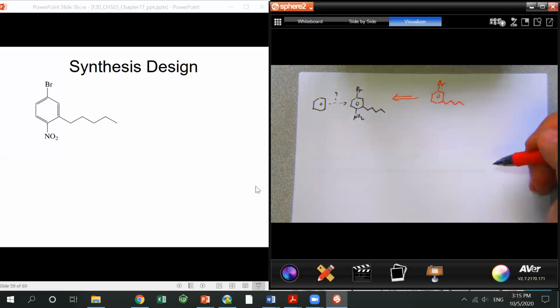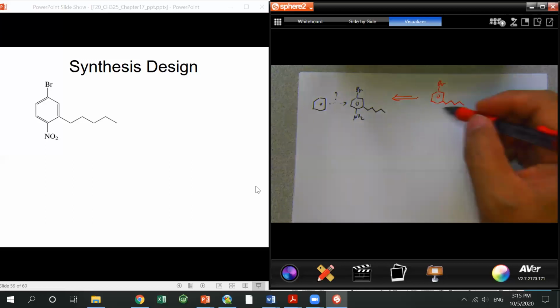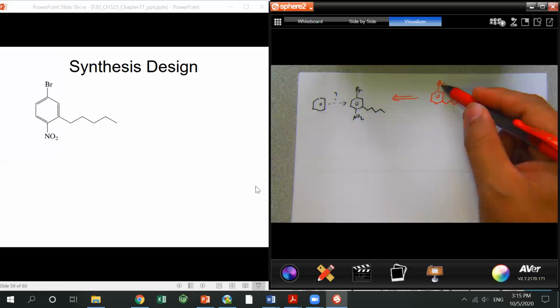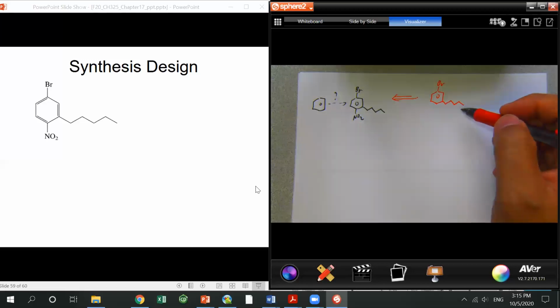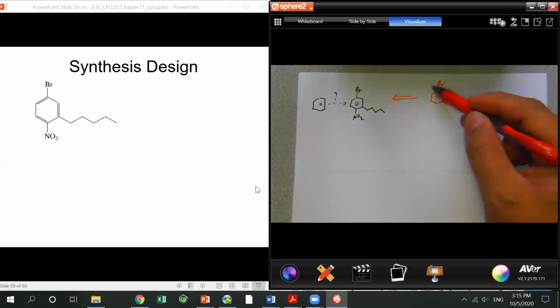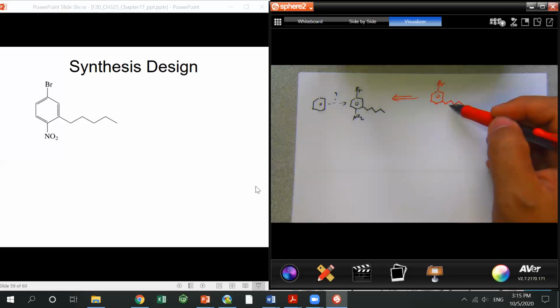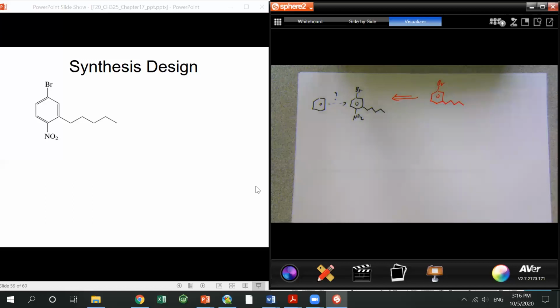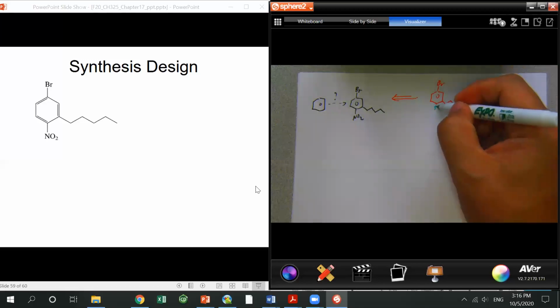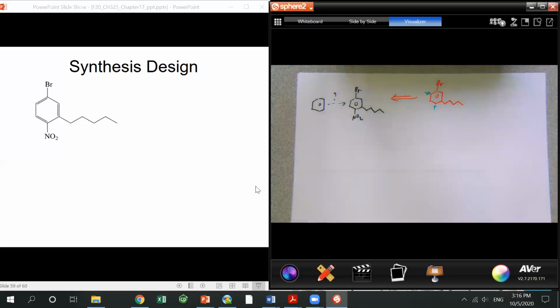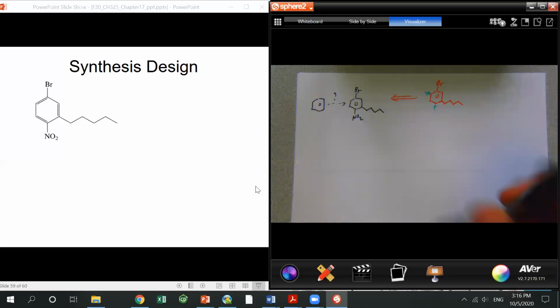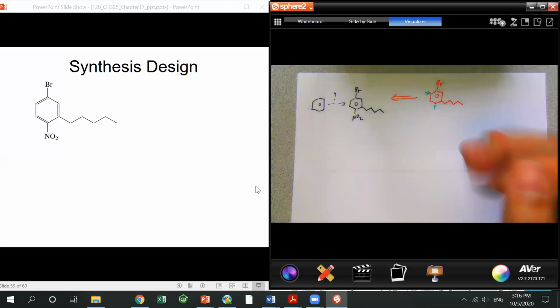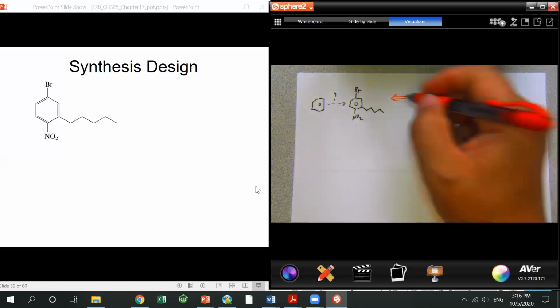For the R group, in this situation you have to find which one is the higher activating group. R is weakly activating, and Br is weakly deactivating. That means the R group is the boss. The nitro group goes ortho and para to it. So this reaction should work, because the target molecule has the nitro group in the right positions.